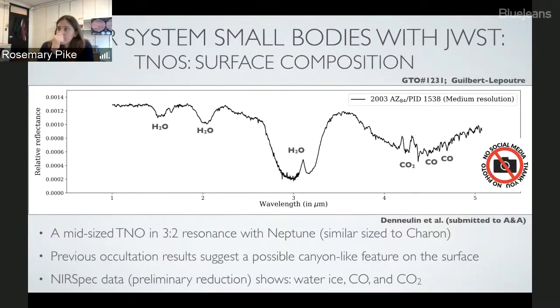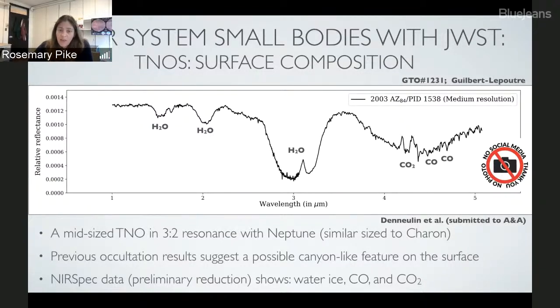So this is a spectrum from a mid-sized resonant object similar to Charon in size, and it was selected basically based on similarity to Charon because we have ground truth observations from New Horizons in the Pluto system. And the preliminary reduction of this object shows water ice, carbon dioxide, and carbon monoxide. And the detection of carbon monoxide in TNOs is really new to JWST.